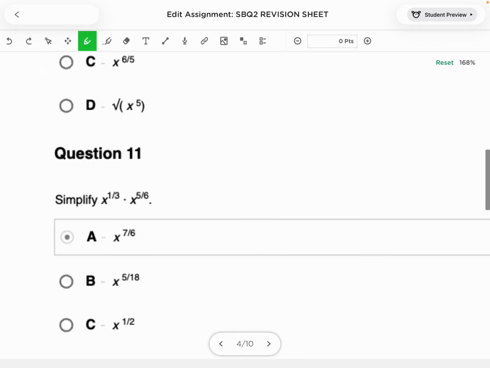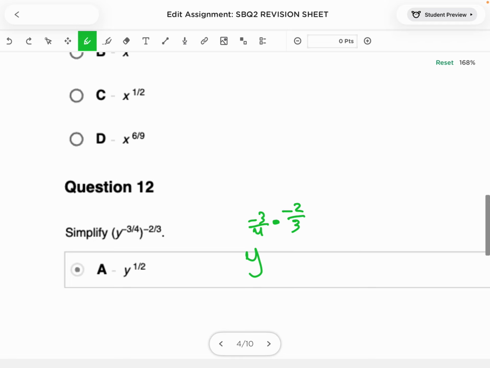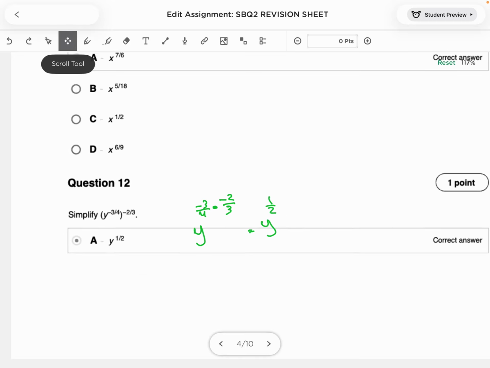We need to simplify this, so I have to add the powers. 1 over 3 plus 5 over 6. That is equal to x to the power 7 over 6. When we multiply, we add the powers. And when we raise a power to a power, we multiply. So it will be y to the power negative 3 over 4 times negative 2 over 3. So it will be y to the power half. We are multiplying. Power to the power, we multiply.